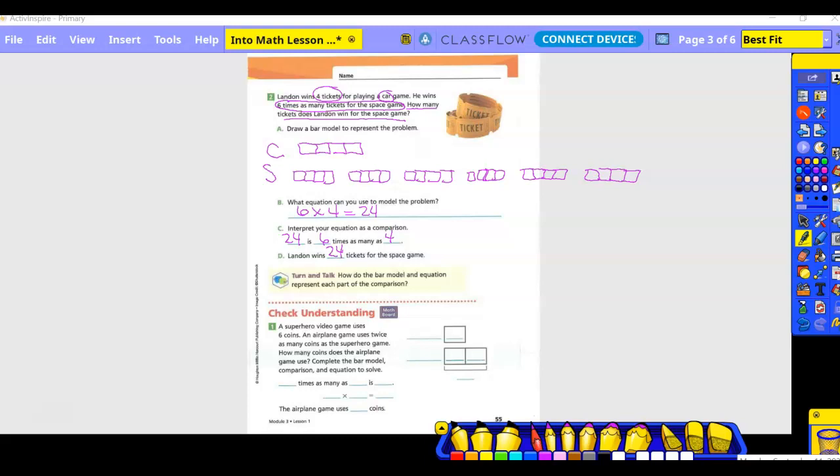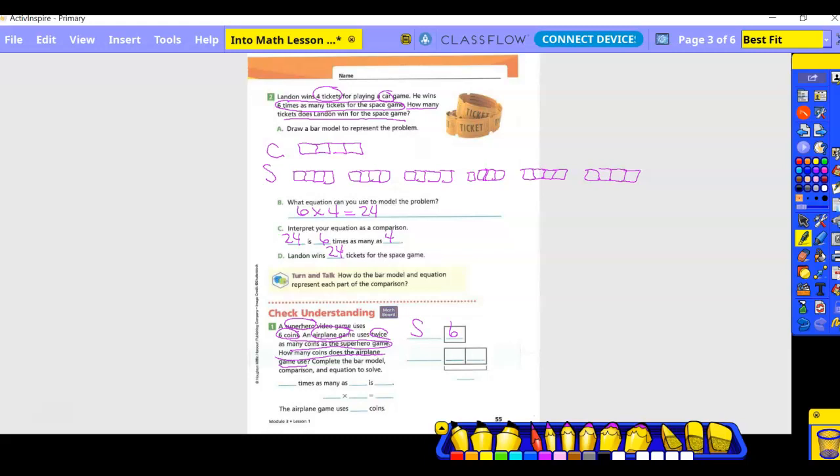A superhero video game uses 6 coins. An airplane game uses twice as many coins as a superhero game. How many coins does the airplane game use? Complete the bar model comparison and equation to solve. So they said that the superhero game is 6 coins. The airplane game is twice as many as the superhero game. And they want to know how many coins it takes for the airplane game. So what goes on my top line, the superhero game or the airplane game? The superhero. And how many coins does it take?